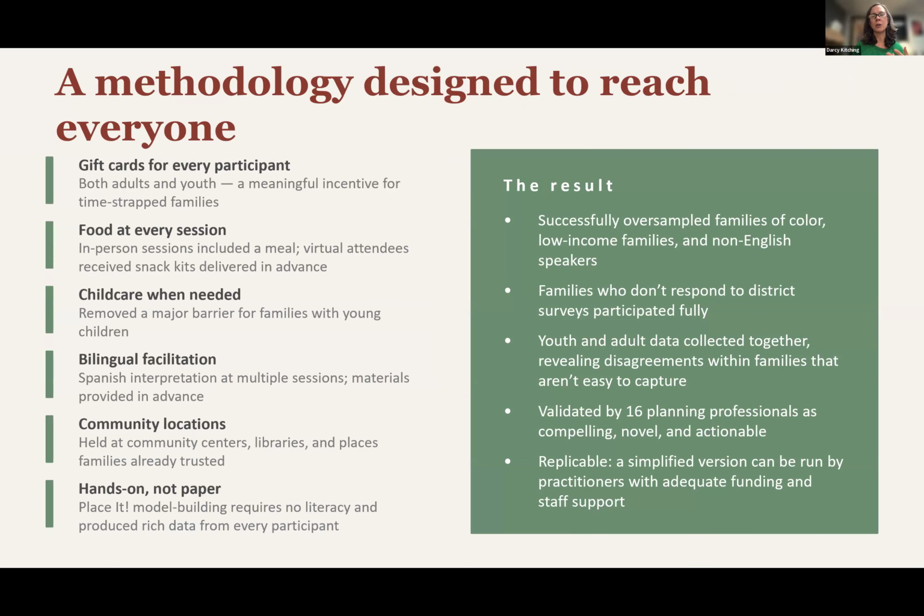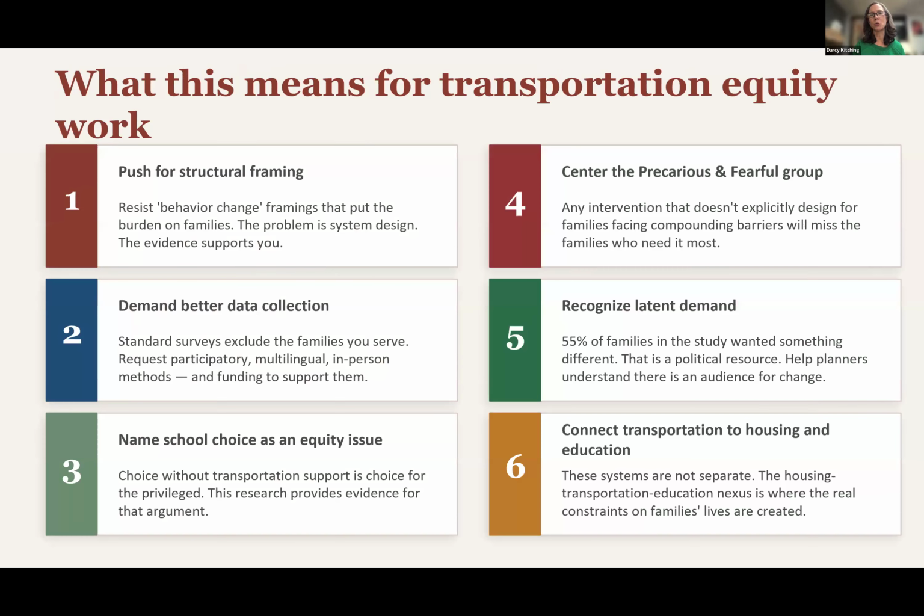So this methodology really was designed to reach everyone. I did all the things you need to do to make sure that marginalized families or diverse families are included. My study did oversample people of color and Spanish speakers, and I was really proud of that. So we heard from people who don't typically engage with planning processes. And as I mentioned, this youth and adult data was collected together, revealing the disagreements within families that aren't easy to capture. That's really interesting. I'd be happy to share more of that information with anyone. And this procedure was validated by the professionals who were involved.